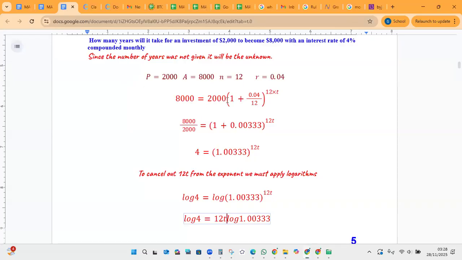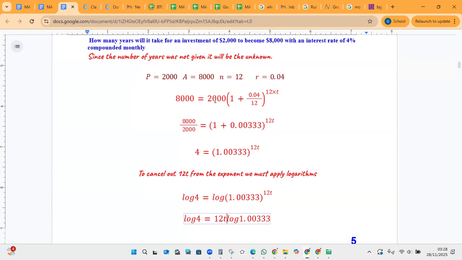So here we substituted in the place of the amount 8,000, and 2,000 is the principal. 1 plus R, 0.04, divided by 12. 12 is the number of times compounded per year, which is every month. Raised to the exponent of 12 times t. We don't know what t is, that's what we're solving for.